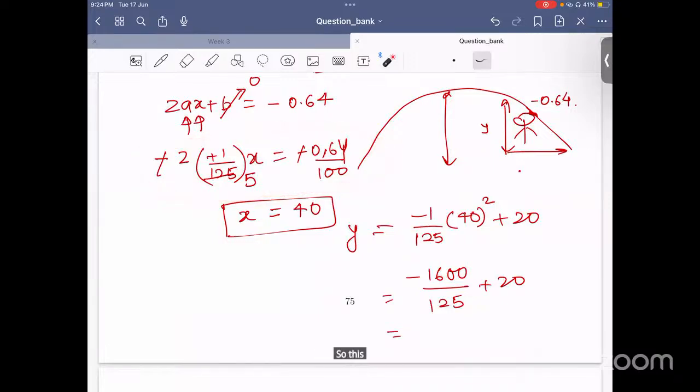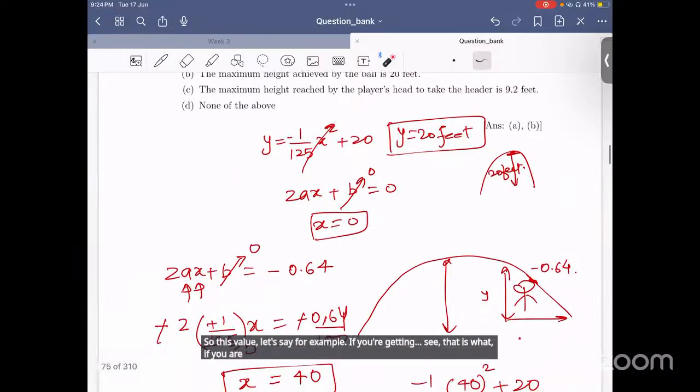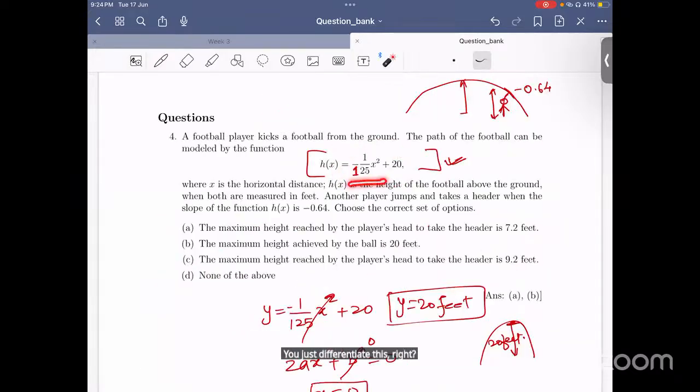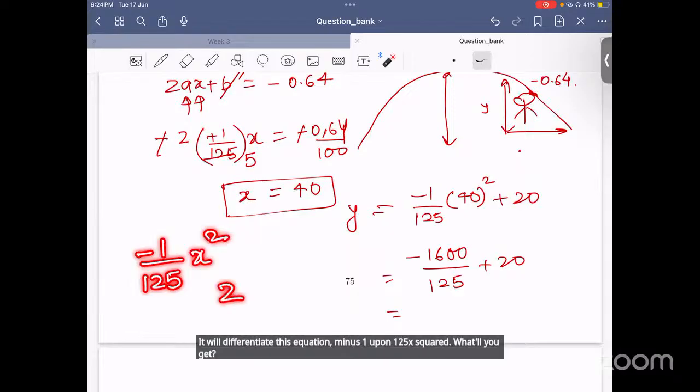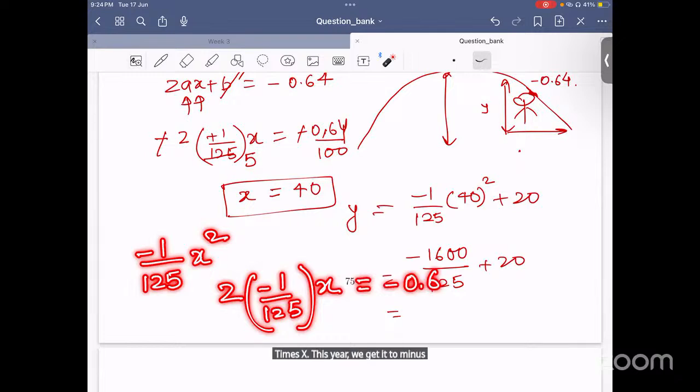If you are getting confused about how to get the value of a, just differentiate this. If you differentiate the equation minus 1 upon 125 x square, what will you get? 2 times minus 1 upon 125 times x. This you have to equate to minus 0.64. Correct? Okay, sir. I think I missed the minus sign in the equation itself. Oh, okay. So everybody got that idea, right? Yes, sir.